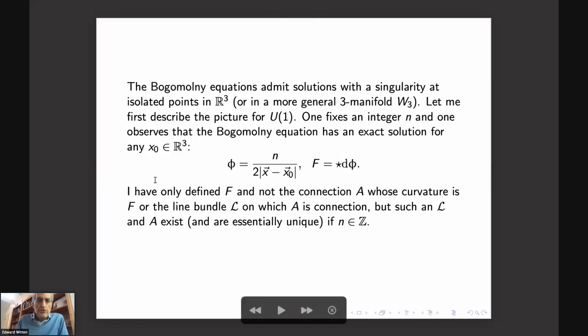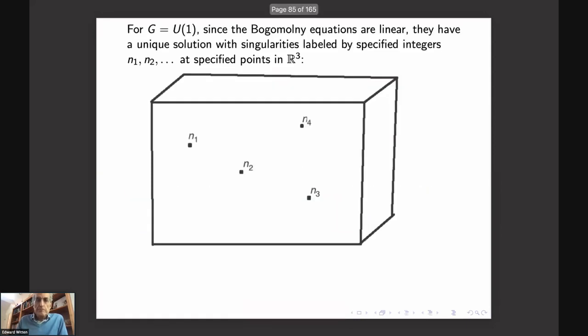So this sentence is what I just told you. The formula is to find F, and not the line bundle and the connection A on that line bundle whose curvature is F, but they exist if and only if n is an integer. Now for G equals U(1), since the Bogomolny equations are linear, they have a unique solution with singularities labeled by specified integers at specified points in R^3. So this is an attempt to draw R^3 with some points in it that have been labeled by integers.